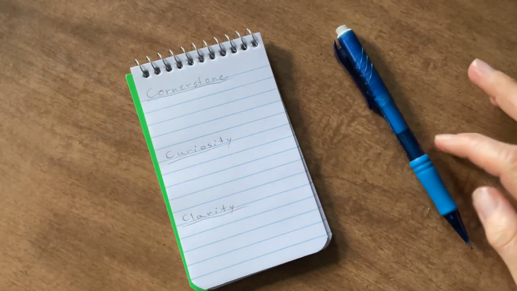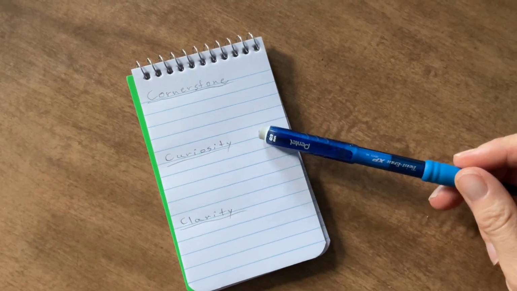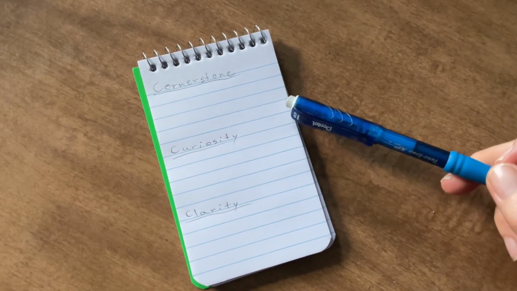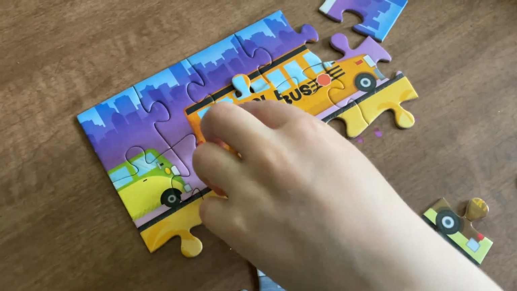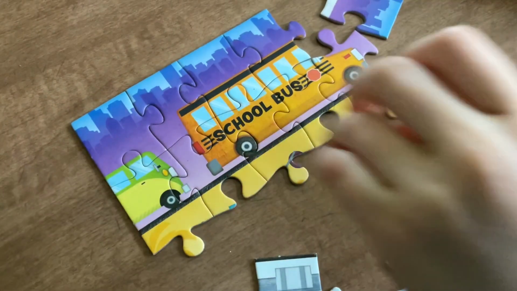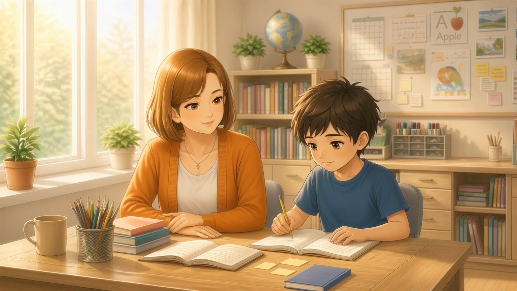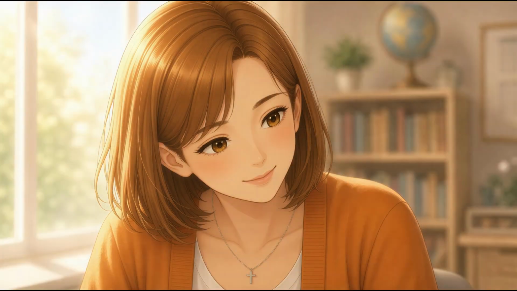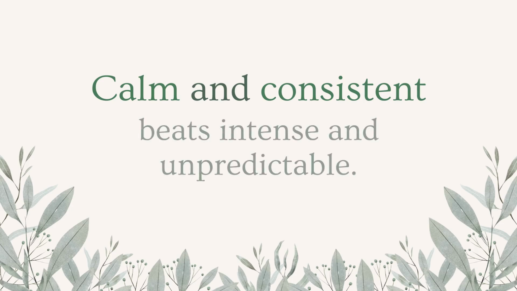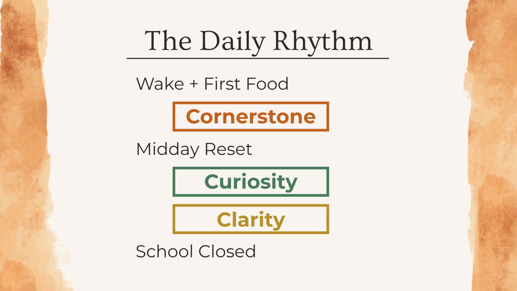That's the whole day. You don't need a perfect day. You need a day with a shape. And when you have that shape, and you come back to it again and again, the calm builds. Not because every morning goes smoothly, because you always know what comes next. Calm and consistent beats intense and unpredictable. You can cover core academics in less time than you think, if you build the right rhythm. Today, you saw what that rhythm looks like. Tomorrow, you can live inside it.